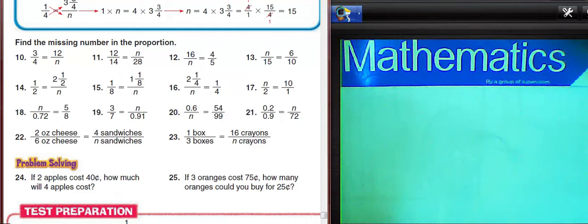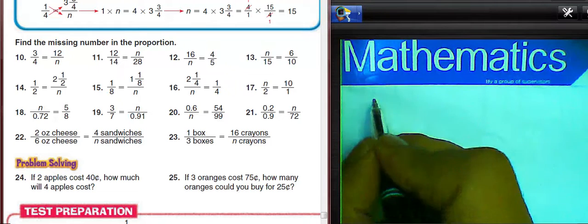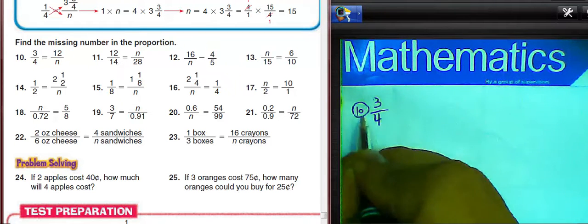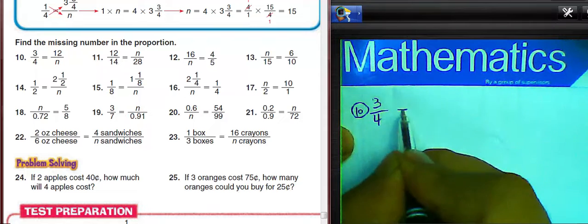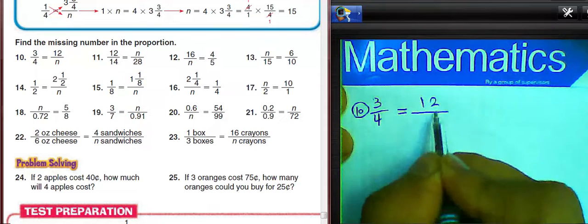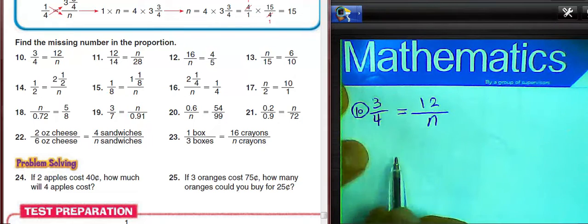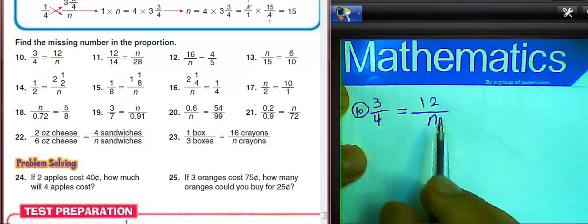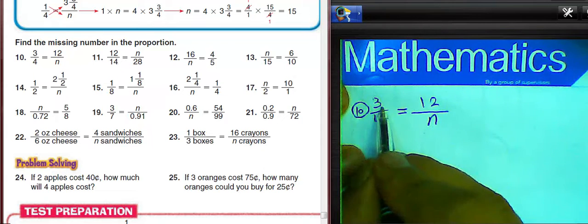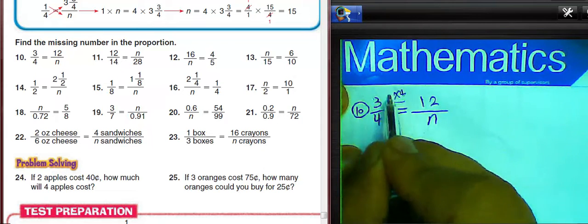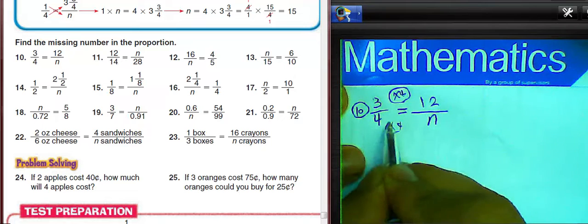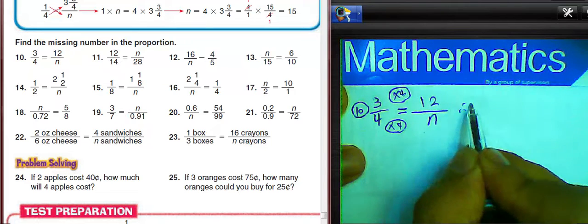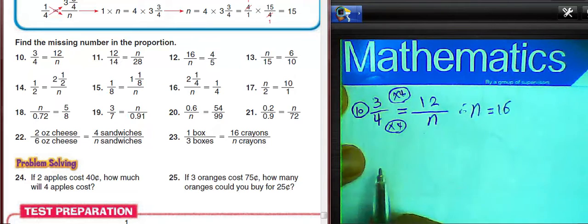Now we will complete the questions about proportion. Question number 10: 3 over 4 equals 12 over n. Then n equals what? We can find the unknown number by multiplication. We know 3 converts to 12: 3 multiplied by 4 equals 12. Then 4 multiplied by 4 equals 16. Then n will be 16.